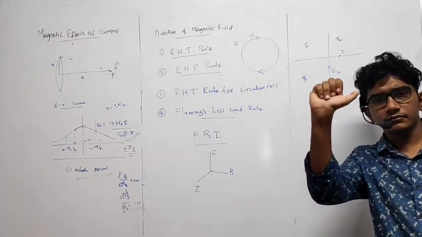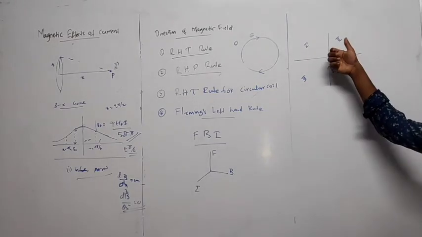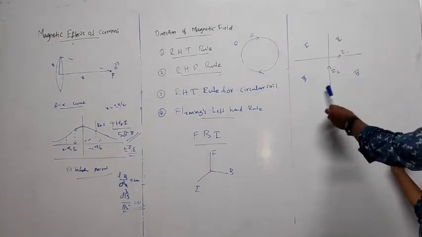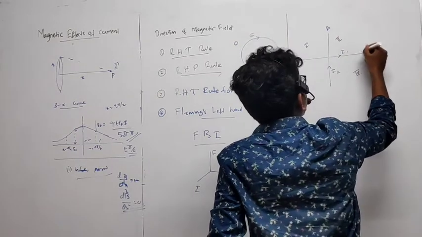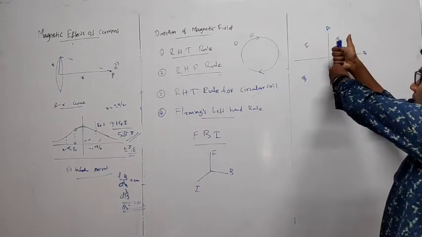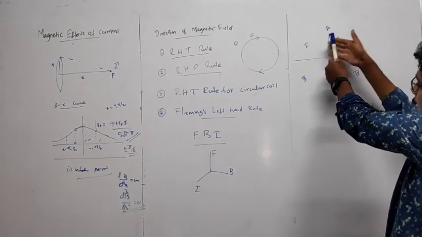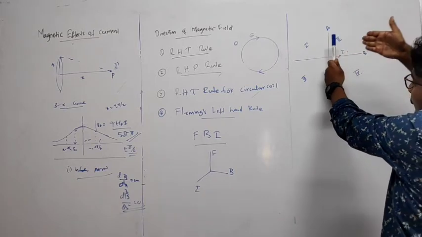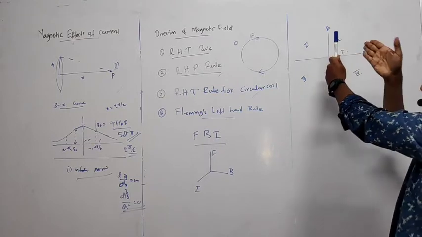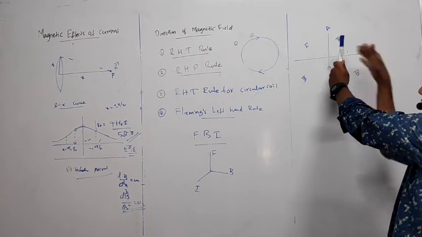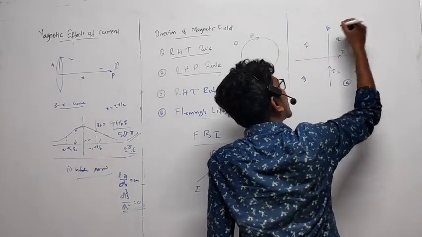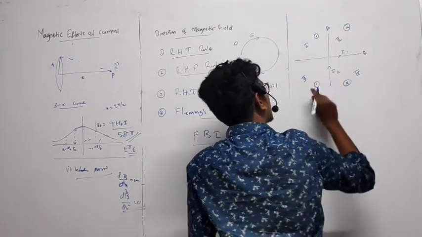Take your right hand and keep it here. So here is the thumb and first finger. I would like to call this conductor A, and this is B. I'm considering conductor A. Keep it like this because current is going upward and the direction of magnetic field is like this. In this direction it is inwards. What about in this direction? It is outwards. So here it is inward, this is inward, here it is outward, here it is outward.